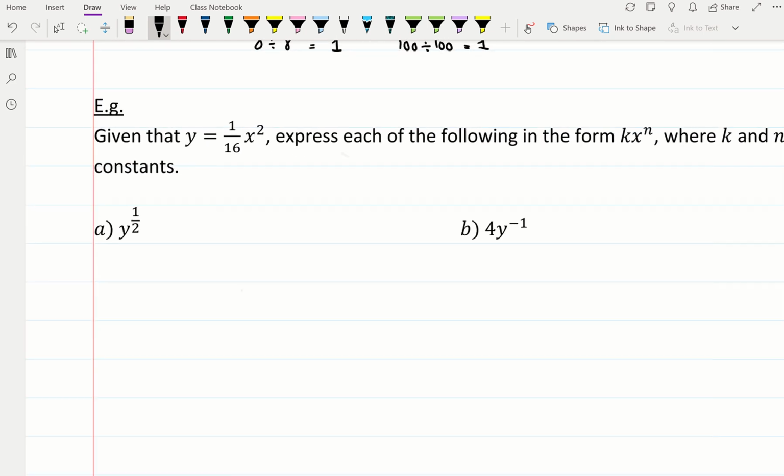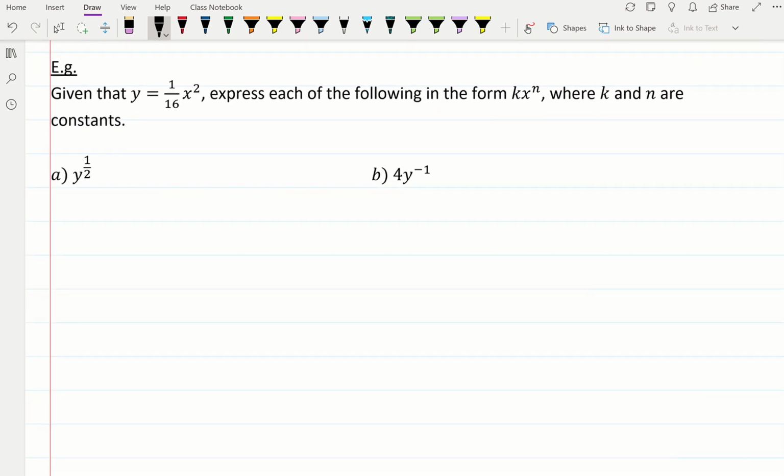Let's have a look at these questions. Given that y equals 1/16 x squared, express each of the following in the form kx^n, where k and n are constants. Constants means numbers, not letters. Letters are known as variables. They change, they vary. Constants are numbers. So this is y to the power of 1/2, which really means the square root of y.